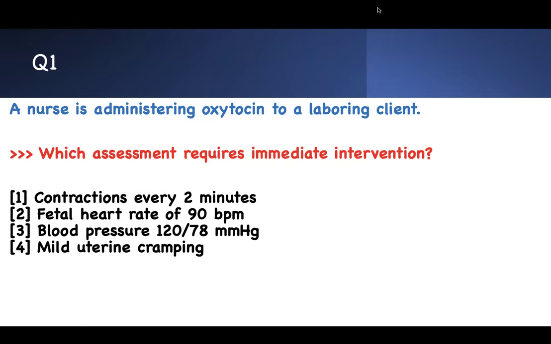Contraction every 2 minutes is what we want. Fetal heart rate 90 is bradycardia. Blood pressure is normal. Uterine cramping is expected. That's why I give you the Pitocin. I expect that. What is the right answer? Tachysystole leading to fetal bradycardia. Number 2 is your right answer.